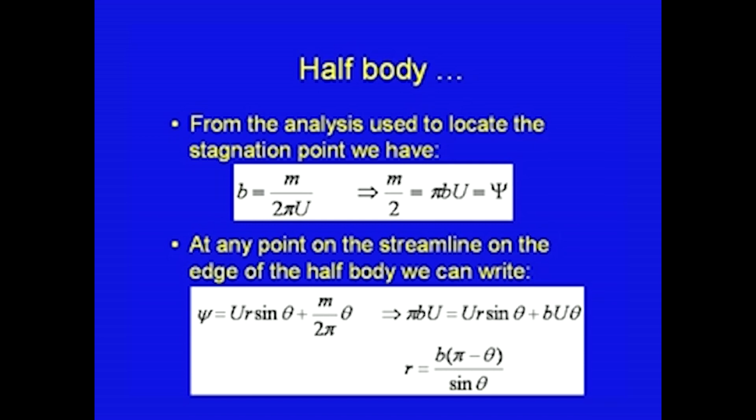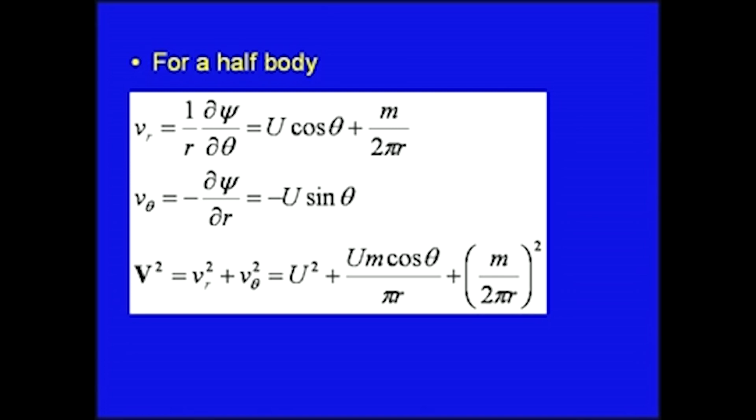Now with respect to all these definitions, we have defined various parameters, and finally for the half body, the radial velocity Vr is equal to 1 by r del psi by del theta, that is equal to u cos theta plus m by 2 pi r, and V theta is equal to minus del psi by del r, equal to minus u sin theta. The resultant velocity is V squared equal to Vr squared plus V theta squared, that is obtained as u squared plus u m cos theta by pi r plus m by 2 pi r all squared.